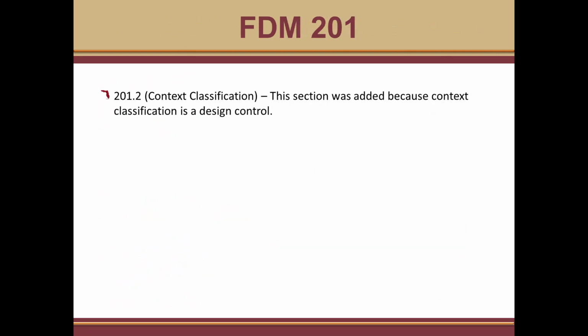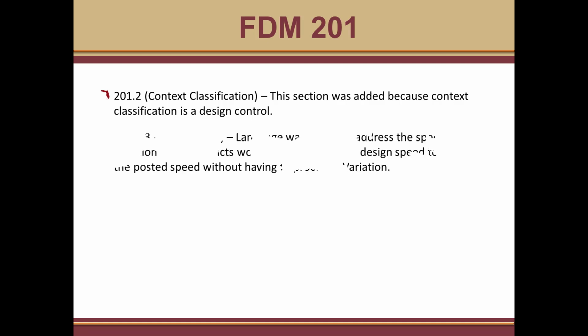In FDM 201, we made a few changes this year. One thing that we included was the introduction of context classification as a design control. This was added because we realized that context classification does in fact control a number of the other design criteria that are necessary to do roadway design.